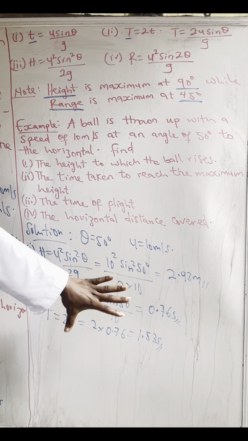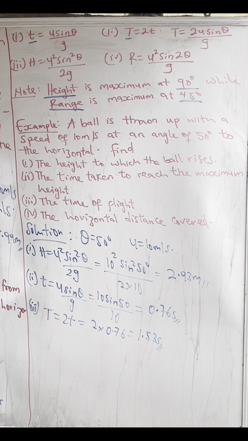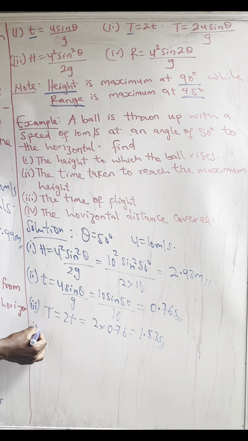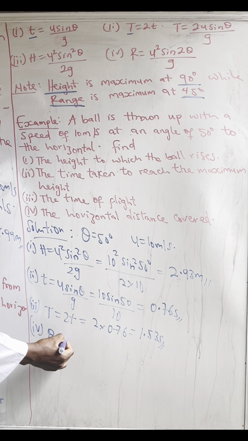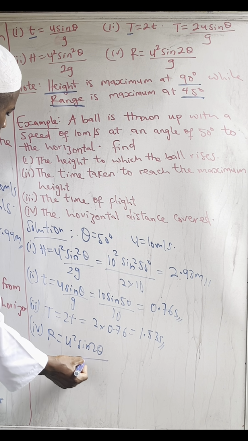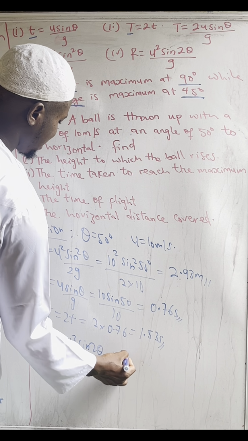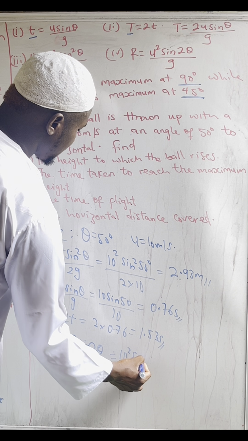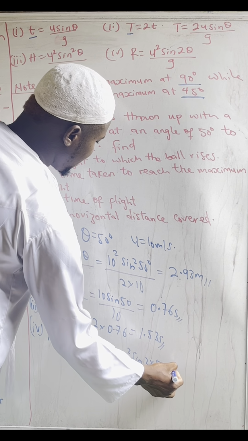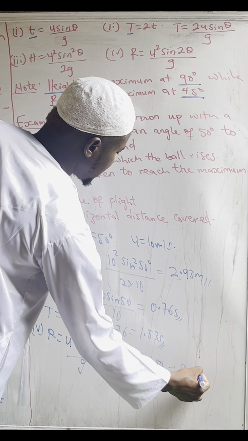Now, how are you going to be approaching the horizontal distance? So for the range, our R is equal to u square sin 2 theta over g, which is 10 square sin of 2 times 50 over 10.